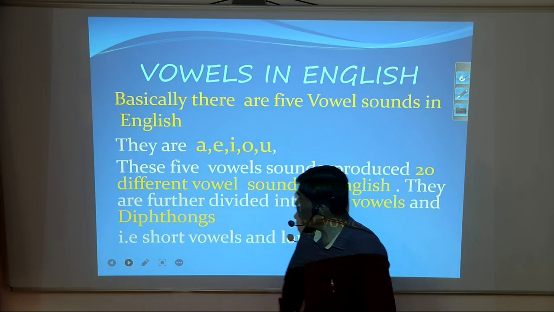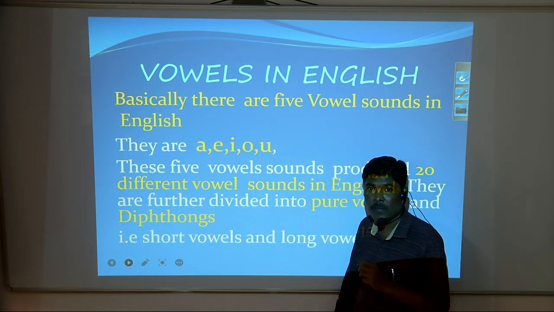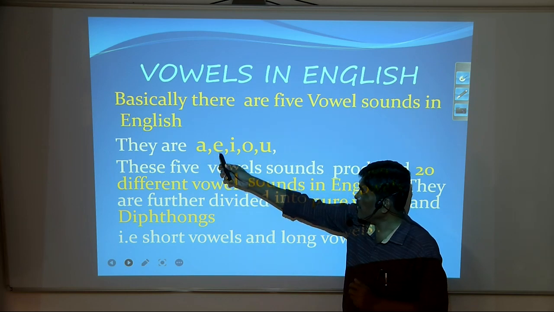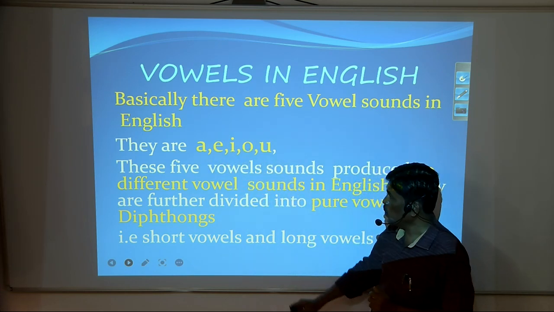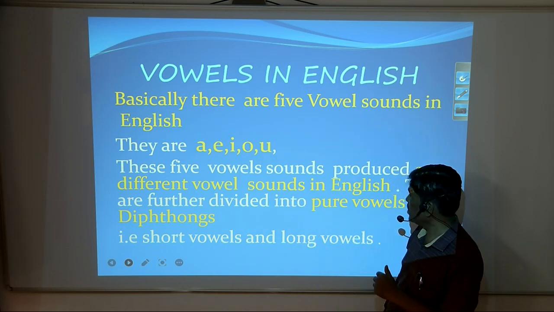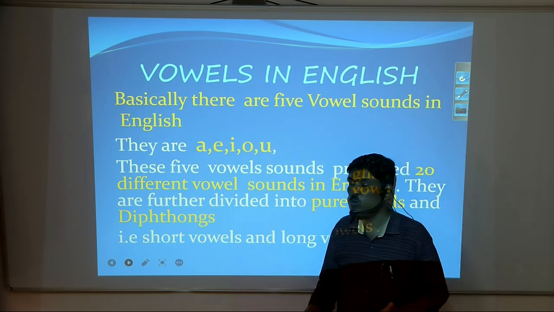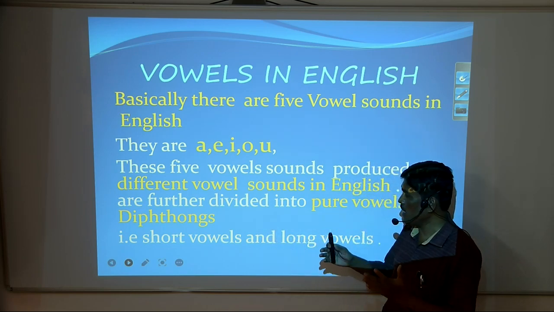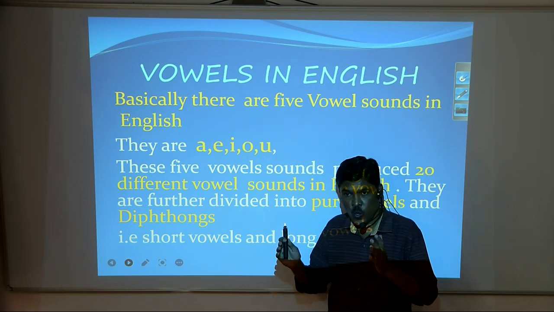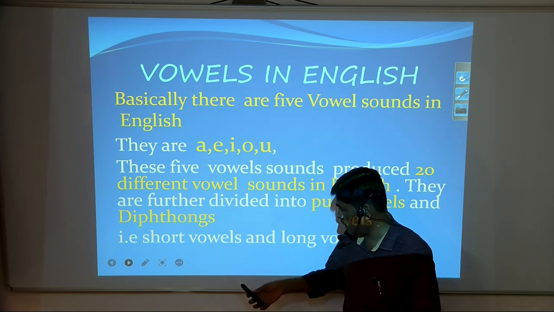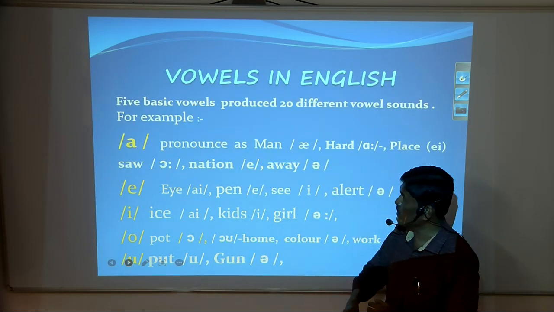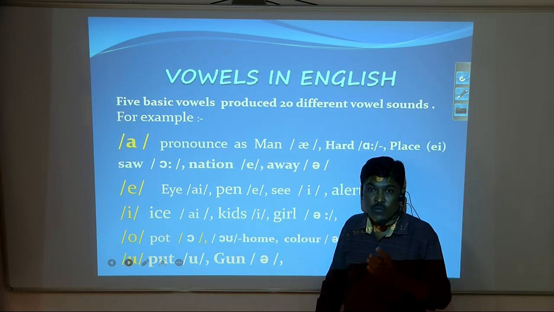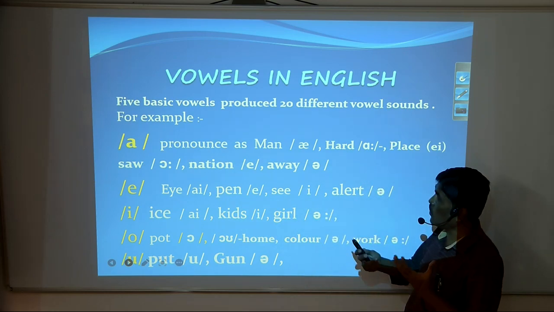Now, basically in English, there are 5 vowel letters. What are they? They are A, E, I, O, U. These 5 vowels produce 20 different vowel sounds in English, and they are further divided into pure vowels and diphthongs. That is, some short vowels are there and some long vowels are there. Now, what are short vowels and long vowels? Let us see. Before that, we try to know how these basic vowels produce 20 different vowel sounds.